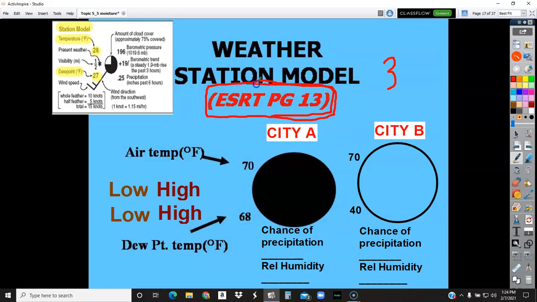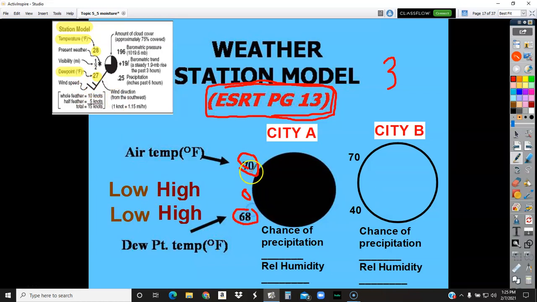You take the information: temperature, what's the weather outside, visibility, the dew point, the wind, what's the pressure, the cloud cover. You put all of that on a circle. So you start with a blank circle, and then you add all this information in a certain spot around the circle. For example, present weather would be a symbol that goes over here to the left. The actual air temperature in Fahrenheit always goes in the top left. So like city A right now, it's 70 degrees outside, air temp. The dew point number always goes in the bottom left.